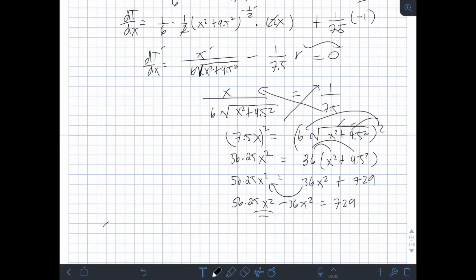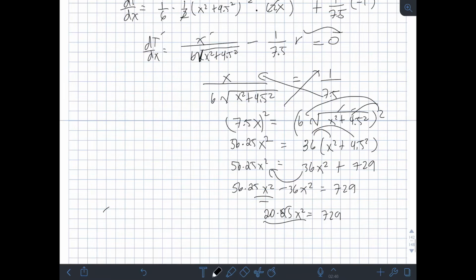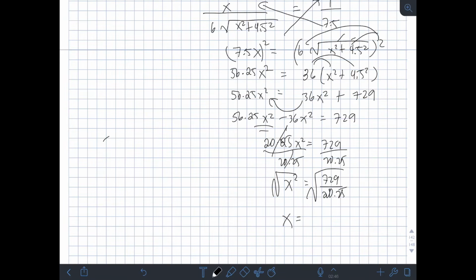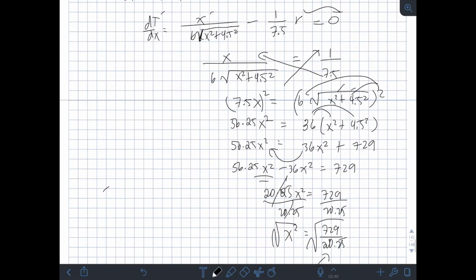So, simplify. Subtract 56.25 minus 36. 20.25x square equals 729. Divide both sides by 20.25. X square is equal to 729 over 20.25. Then, square root, x is equal dito. Square root ng 729 over 20.25. Which is 6, right? So, therefore, ito yung value ng x na magpapa-minimize ng time.